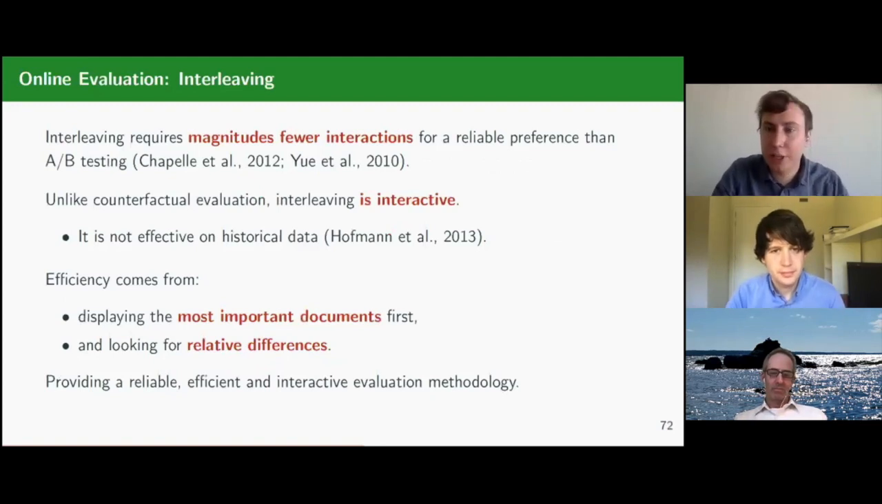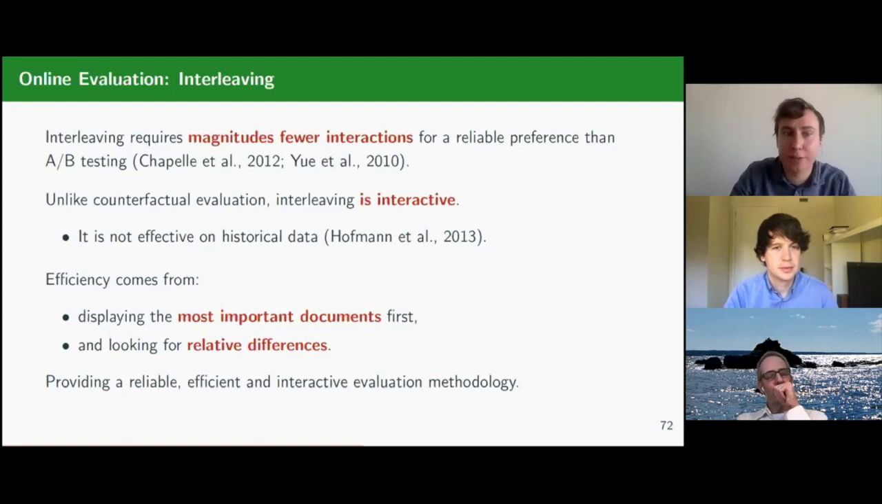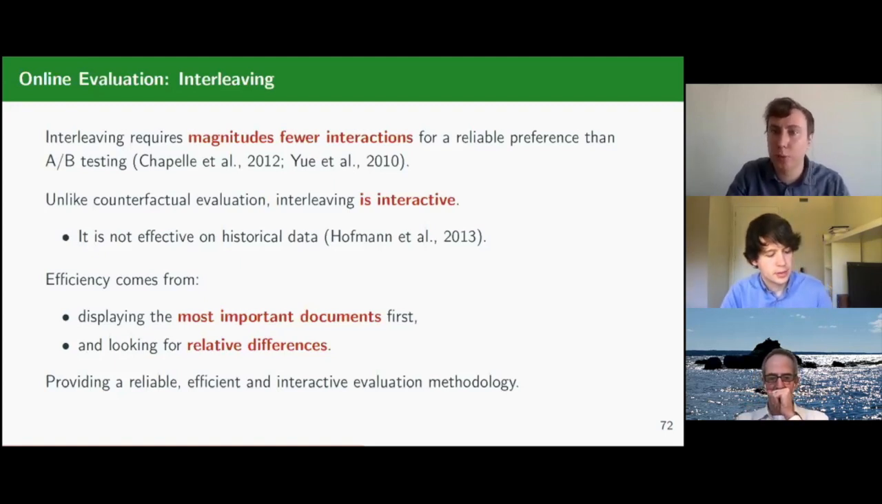So yeah, moving on. This interleaving approach has several benefits over more traditional A/B testing. Most importantly, it requires magnitudes fewer interactions to get a reliable preference of one ranker over another. And unlike counterfactual evaluation, this interleaving is interactive.